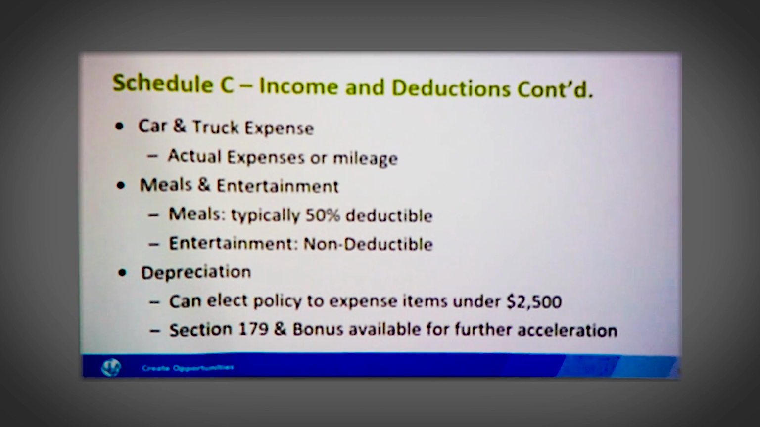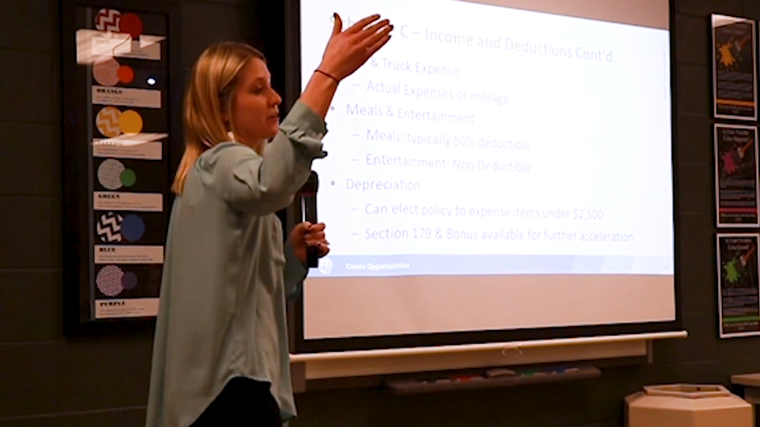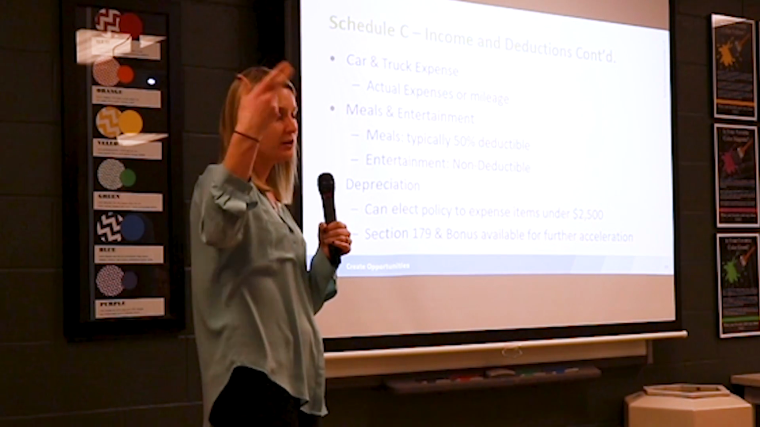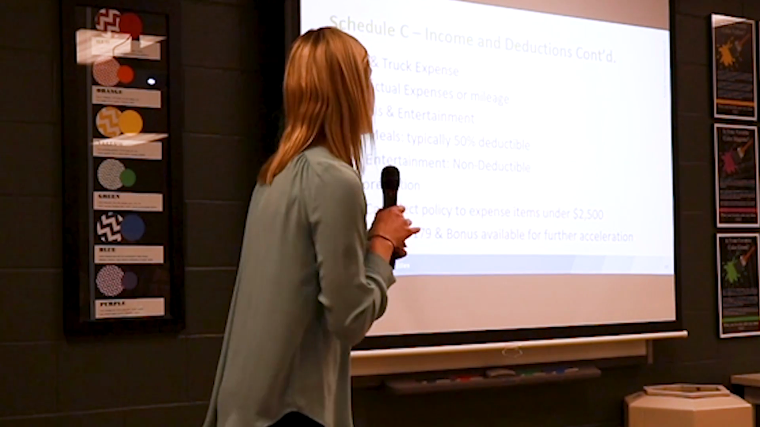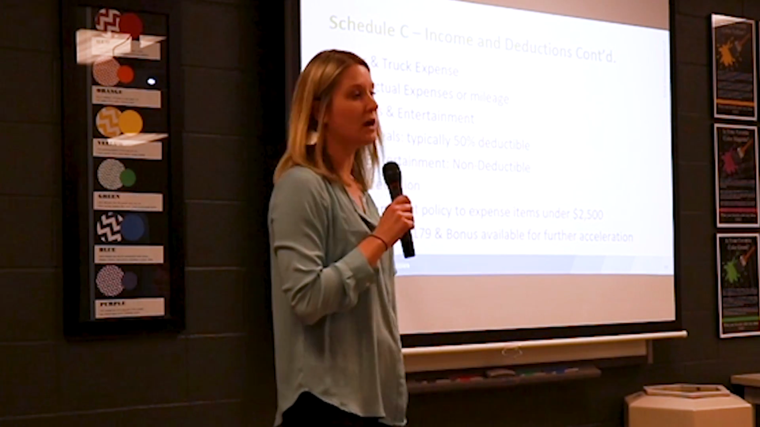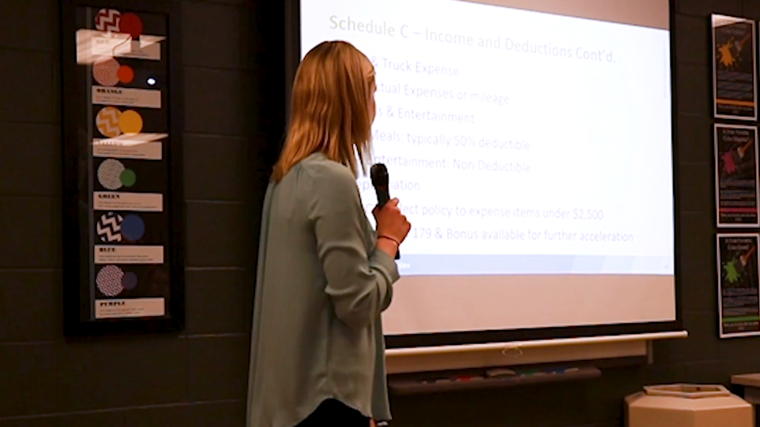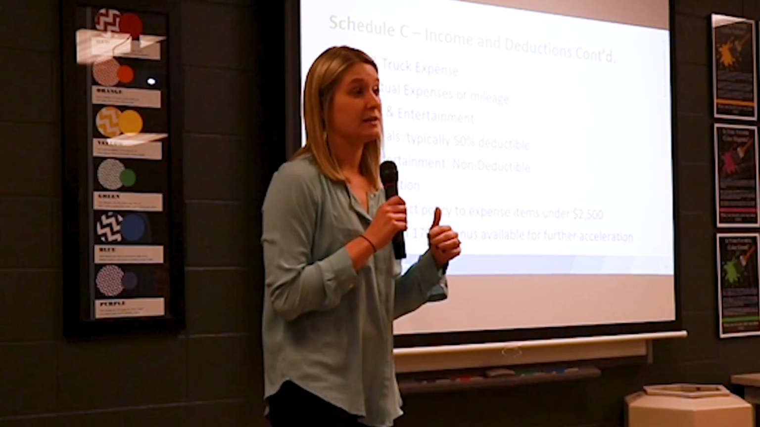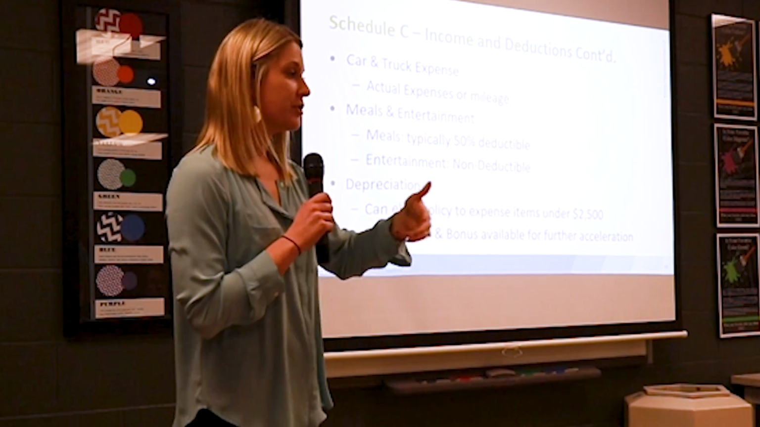And then depreciation. So if you buy equipment, right, as opposed to getting to expense that right away in the first year, a lot of times you have to put it on your balance sheet and what we call depreciate it over the life of the asset. There is an option to have an automatic policy where you can expense everything that's under $2,500. If something you buy is over $2,500, then you'll have to capitalize that and depreciate it.